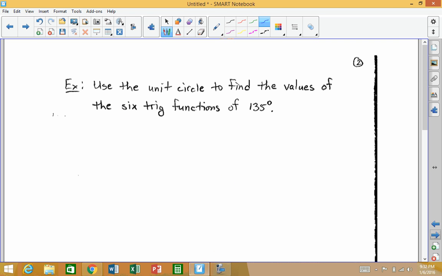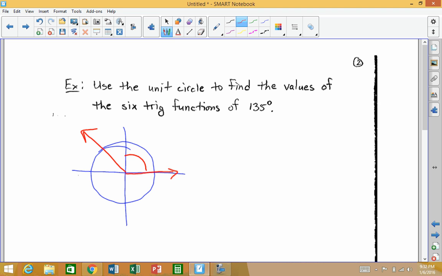Okay, let's try another problem. Use the unit circle to find the values of the 6 trig functions of 135. Let's first define the angle, 135 degrees. That says unit circle again, so let's go ahead and get that circle. 135, drawn in standard position. Well, that's 45 more than 90, so that's going to be out in this direction, 135 degrees.